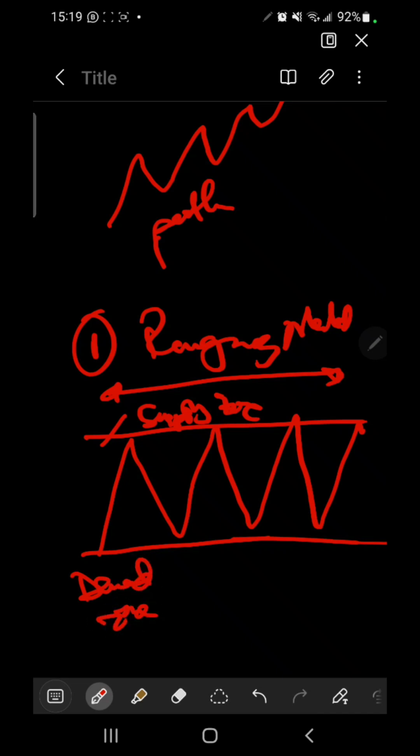Okay, so we're saying a ranging market is usually going to be constrained within this range. It is going to be moving in a sideways manner. The price is not moving in a specific direction. You cannot tell whether it's going up or down. It is basically ranging, or it is oscillating within two different levels. The one on top is called the supply zone, and the one below is called the demand zone.